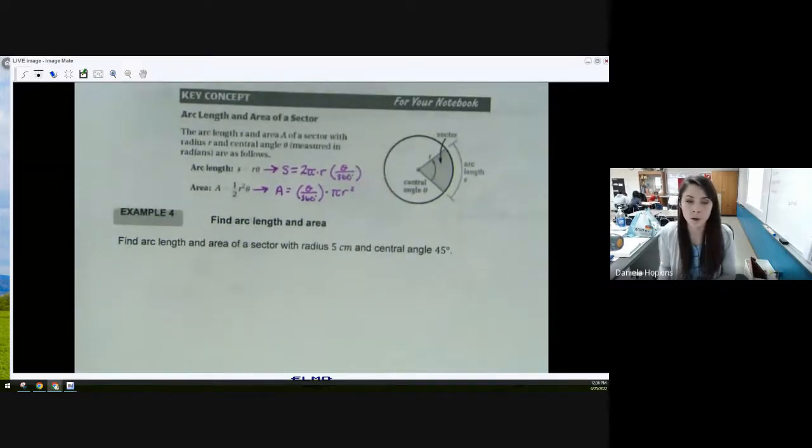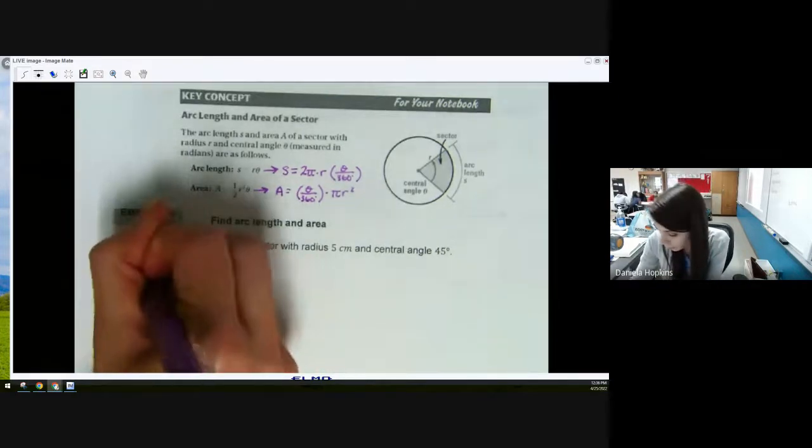So example 4, we're going to find 2 things. We're going to find the arc length and the area. So let's start by finding our arc length.